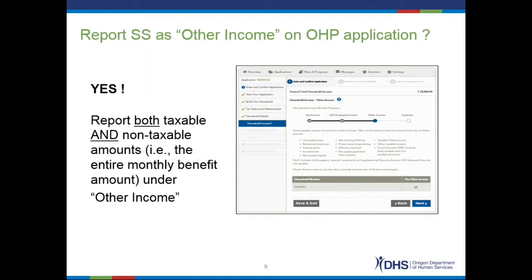As it says in the screen on the One System and in the paper application, we want you to report both taxable and non-taxable amounts. For example, the entire monthly benefit. So they get a check from Social Security Administration, just put that amount under other income. You can use the worksheet to find out exactly what's taxable and what isn't, but our system will figure it out as well.